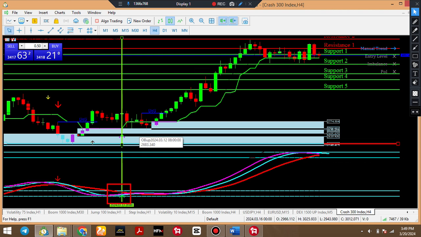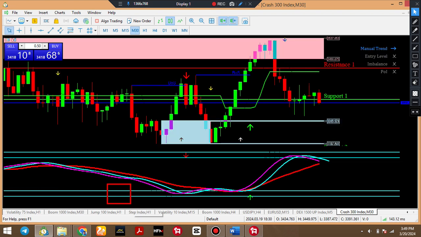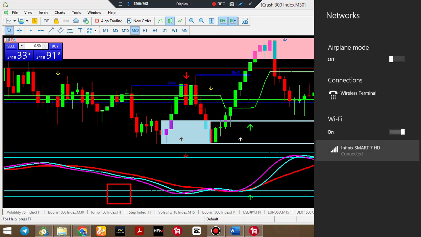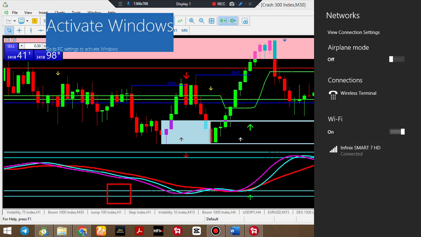So as it is now, go back to 30 minutes. We want to track this market. We have put our stop loss already. Now I will need to turn off the network, then once I'm done with the explanation, I'll put it on, because if it's on, I won't be able to shift the chart. Sorry.